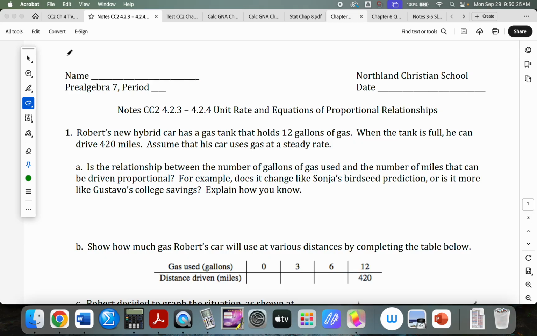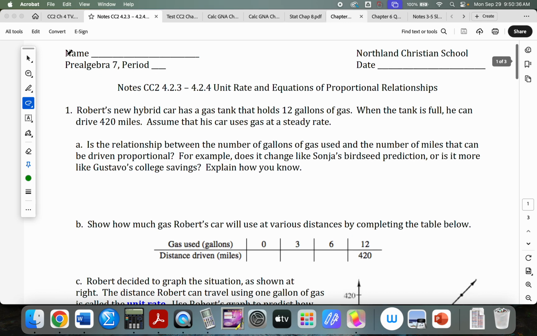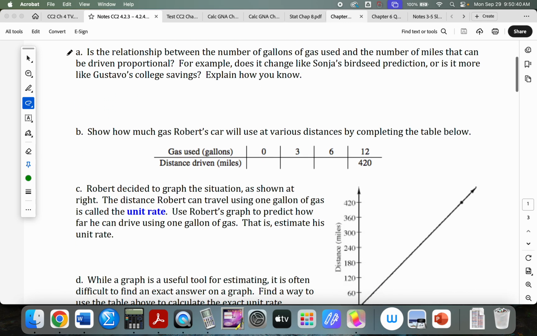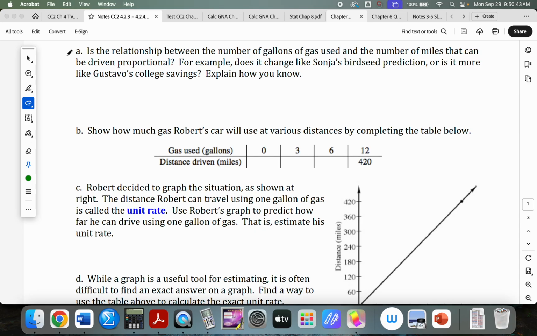Robert's new hybrid car has a gas tank that holds 12 gallons of gas. When the tank is full, he can drive 420 miles. Assume his car uses gas at a steady rate. So first question, is the relationship between the number of gallons of gas used and the number of miles that can be driven proportional? What do you guys think?